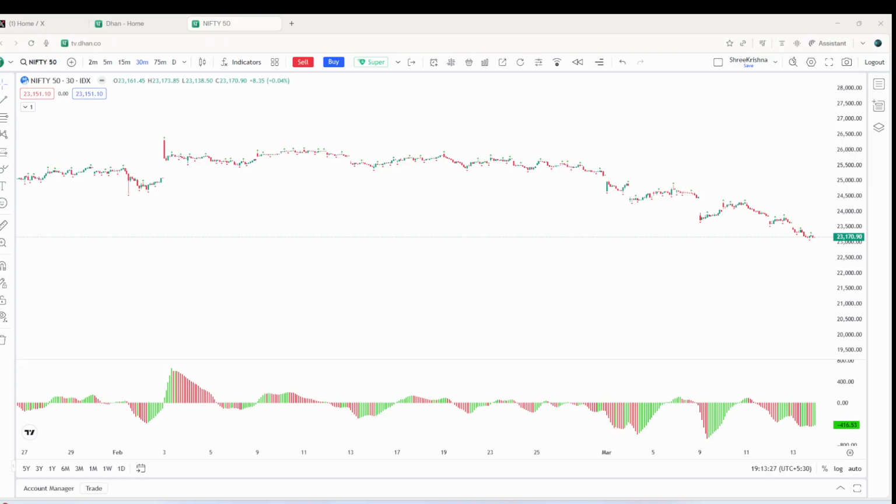You can see I'm on the 30-minute candlestick chart. I have fractals here, that is Bill Williams, and I have the awesome oscillator. These are the two things.